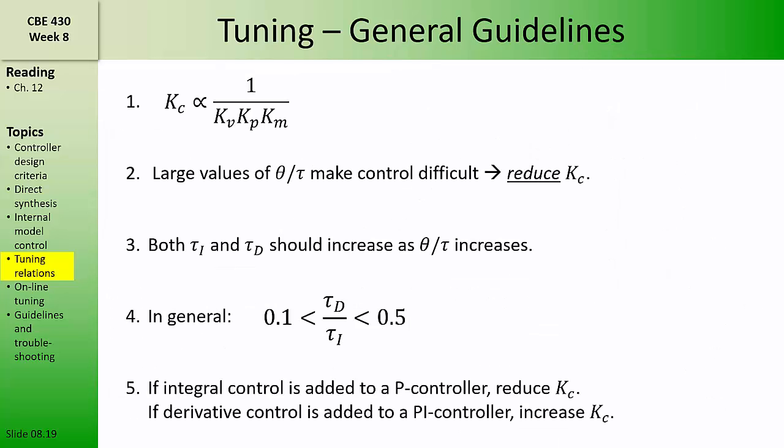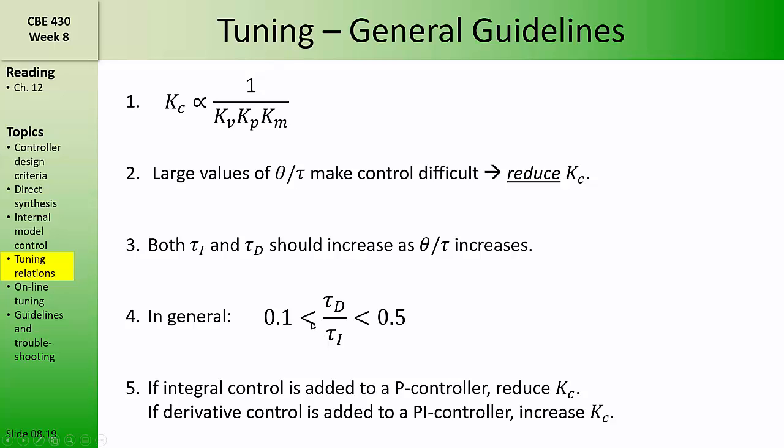Some general guidelines for selecting the controller tuning settings that can be derived from all of these methods are proposed here. In general, the controller gain should be inversely proportional to the product of the valve, process, and measurement gains. So if one of these other gains increases, the controller gain should be decreased. Large values of time delays, or large values of the time delay relative to the dominant time constant in the process, tau, make control difficult and should require the use of smaller values of the controller gain. Both the derivative time and the reset time should be increased as theta over tau increases.